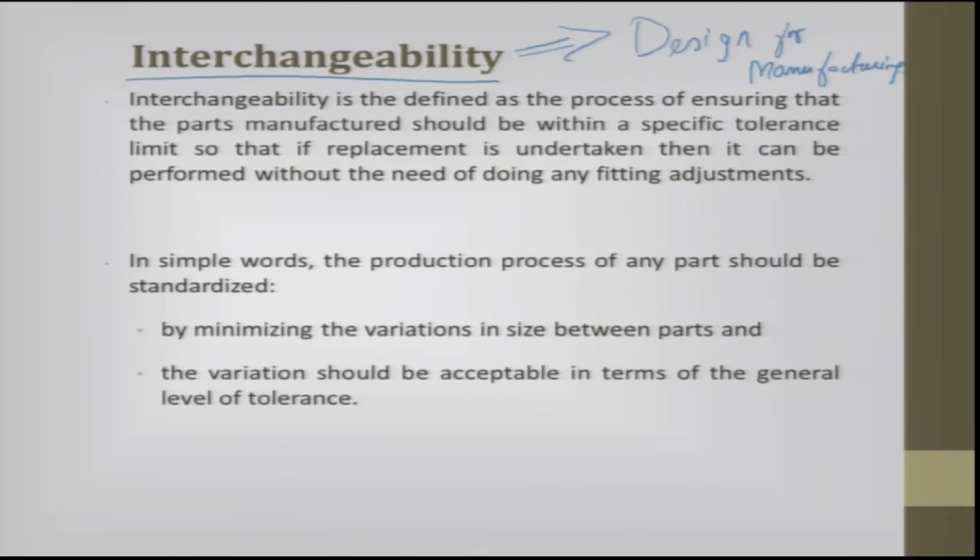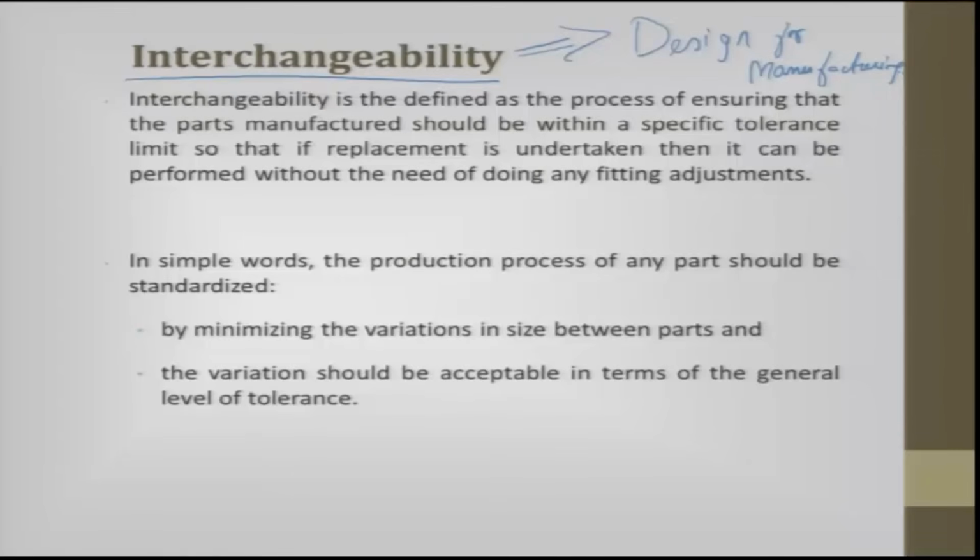Okay. So, here what we do is we make standard shapes and sizes, give specific tolerance such that you can mix and match and mate and start using them for fitting. So, in simpler words, the production process of any part should be standardized to minimize the variations in size between the parts. So, the concept of interchangeability was a very big breakthrough in manufacturing.